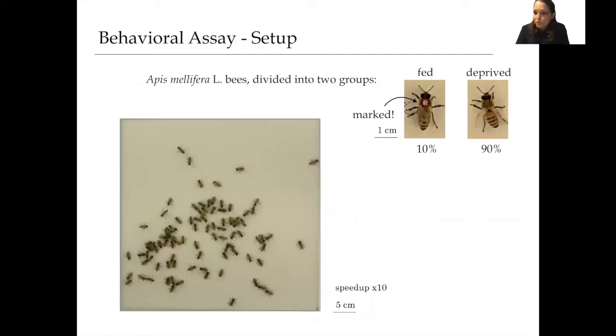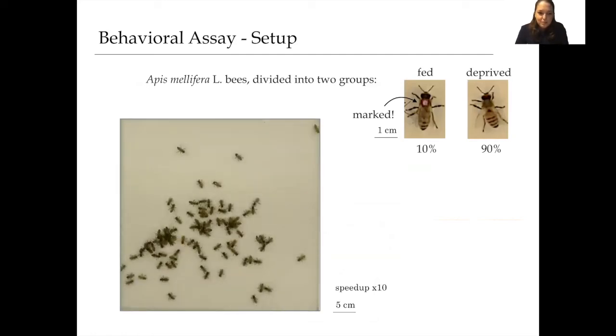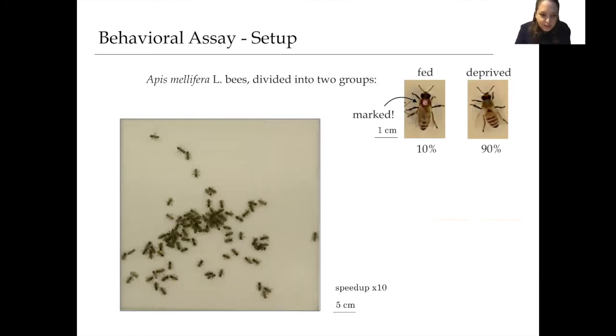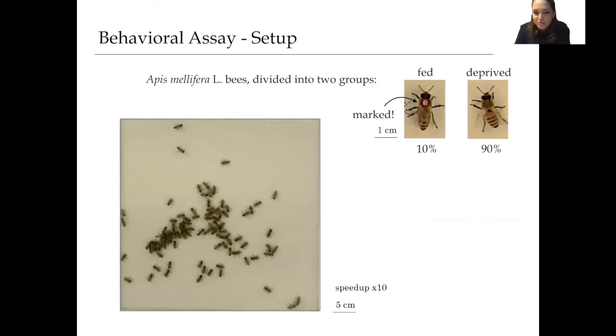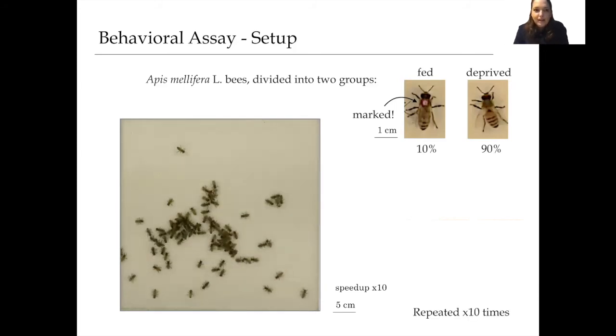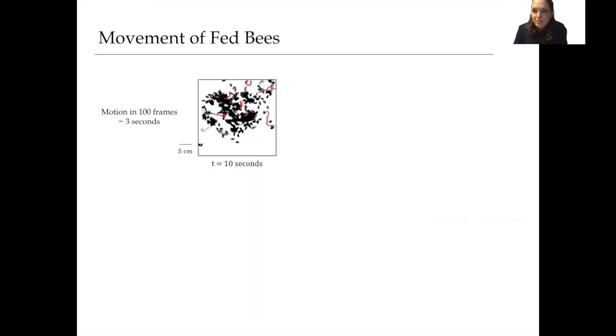And then we put them in the two-dimensional arena and record it from the top. And here is a typical experiment. This is a bit sped up, and it's probably a little bit hard to see, but we can actually track those pink dots using traditional computer vision. This is how a typical analysis would look. So here we are seeing the movement, or trajectories, of the fed bees shown in red over about 3 seconds, and this is overlaid with the density of all the rest of the bees.